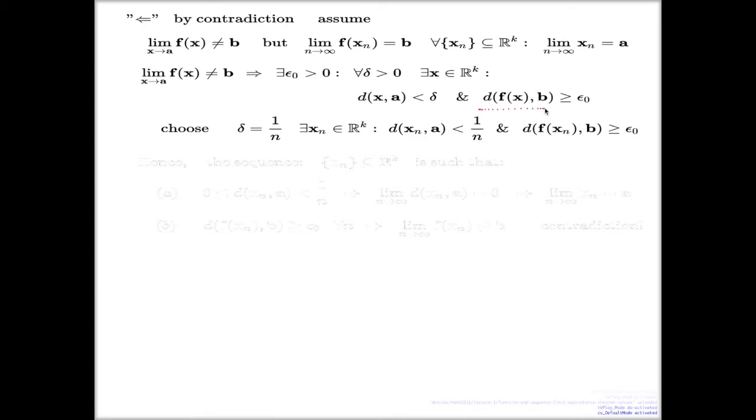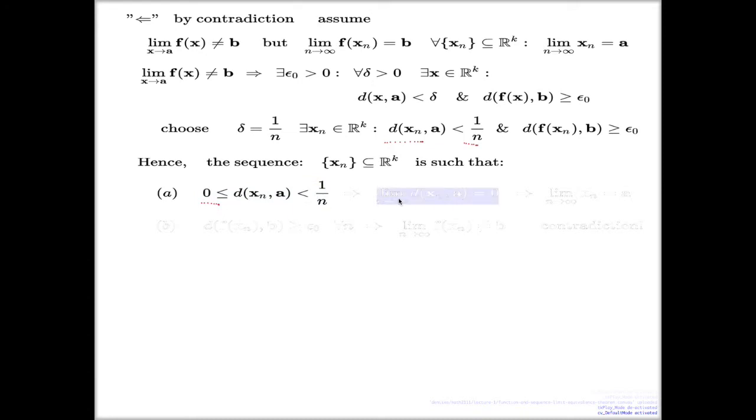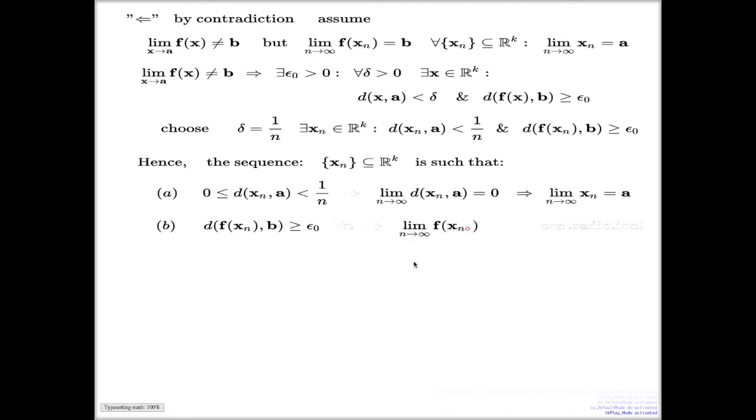And we're almost there. We're almost at the contradiction. Look at this, because I can say now, on one hand, this constructed sequence is such that the distance doesn't exceed 1 on n. On the other hand, it's non-negative, so by the sandwich principle I can say that the limit of these numbers is 0, which is by the equivalence theorem the limit of xn equal to a. That's on one side. On the other side, I can say that because this distance is bigger than epsilon naught, the limit of the f of xn sequence is not equal to b.